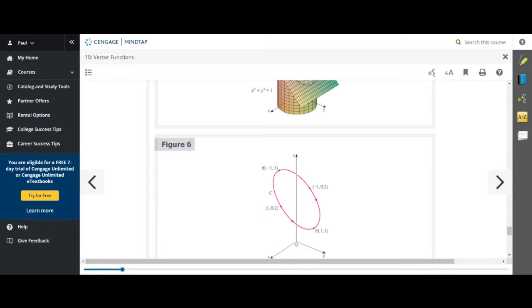The space curve looks like an ellipse in three-dimensional space. But in terms of horizontal movement, x equals something and y equals something. What would the parametric equations be?